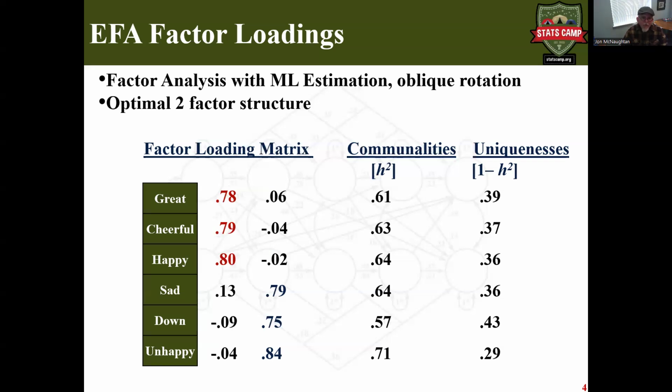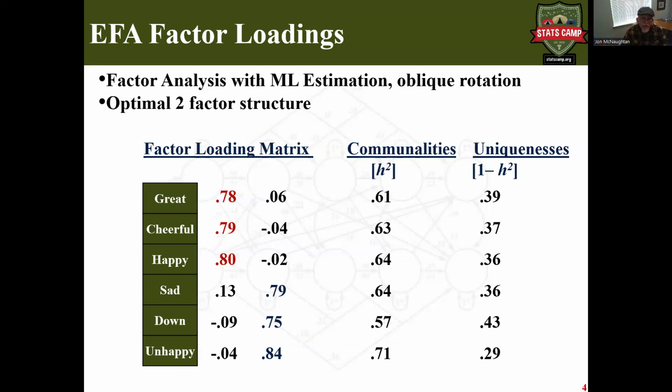And so factor 1, I would be tempted to label positive affect because great, cheerful, and happy are the ones that represent that factor. Whereas factor 2, I would label negative affect because sad, down, and unhappy are the ones that are there. And you'll also see that we have loadings on negative affect from the positive items. What you see there is they're small and they average 0. Same thing for the 3 indicators of negative affect. They also load on positive affect, but they're small and they average 0.